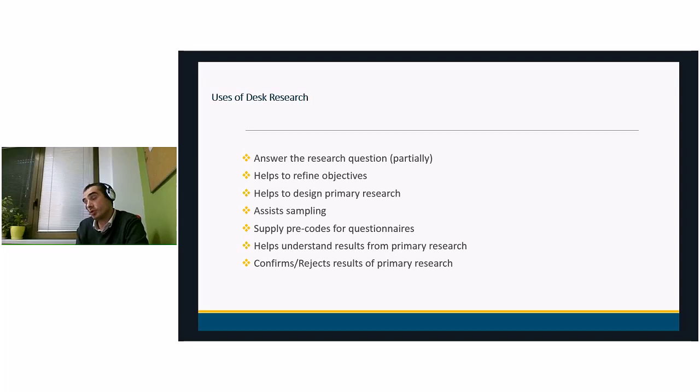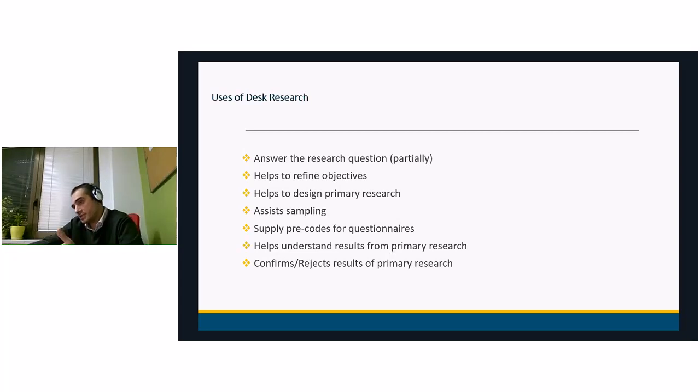We could also benefit from desk research in a way that it could help us understand the results that we got from our primary research, whether we confirmed or rejected our hypothesis, which is related to the last aspect. It could confirm or reject the results of the primary research. They could be different, or in the same direction, or in India something opposite to what happened in Japan, etc.